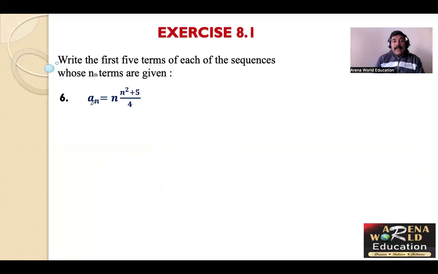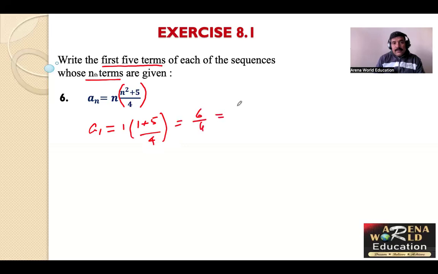So here again, nth term is given and we have to find the first 5 terms, right? And don't get confused. This is what? N into. Don't take it like a mixed fraction. So same process. A1 will be what? 1 into 1 square, so it is 1 plus 5 divided by 4. So this will be 6 over 4, or we can write it as 3 by 2.